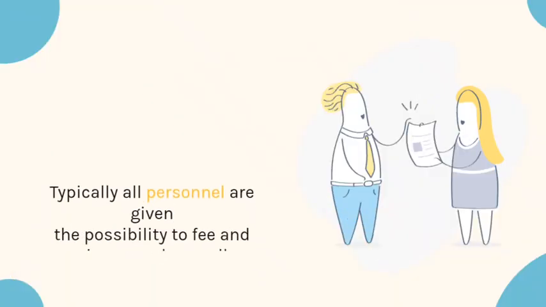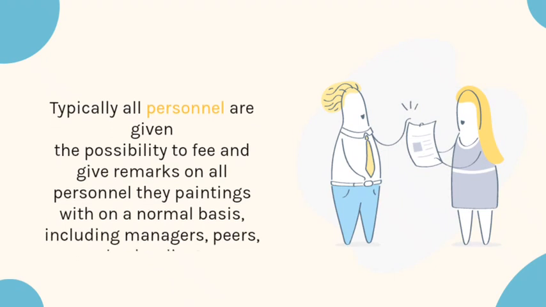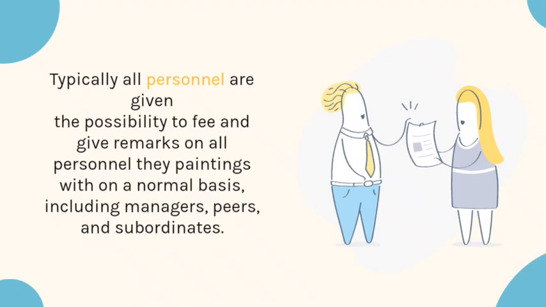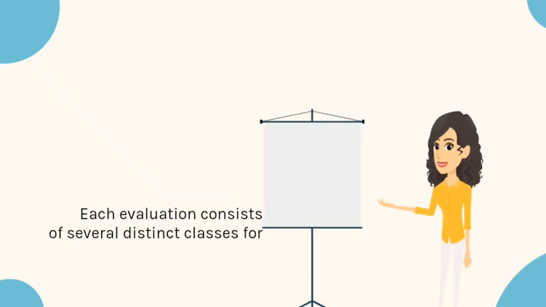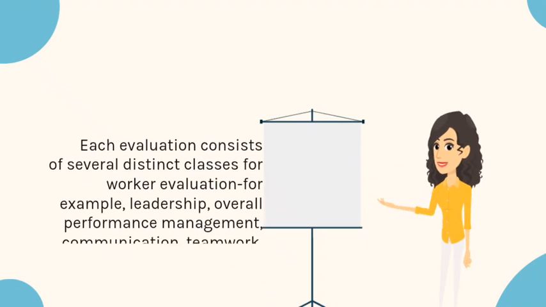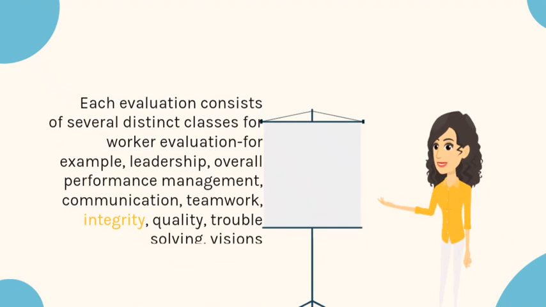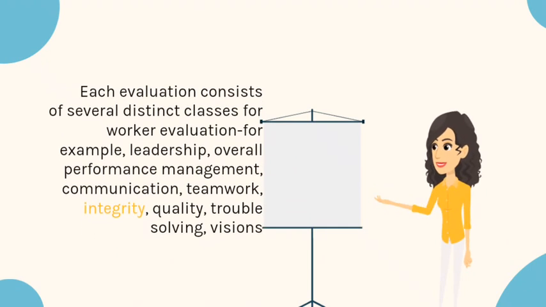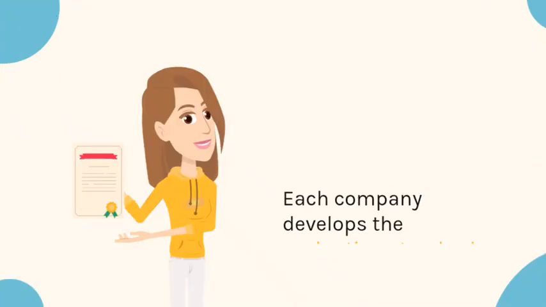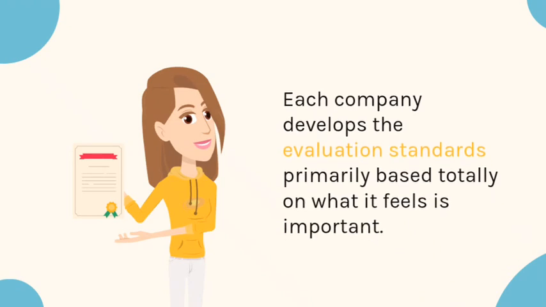Typically all personnel are given the opportunity to rate and give remarks on all personnel they work with on a regular basis, including managers, peers, and subordinates. Each evaluation consists of several distinct categories for employee evaluation, for example, leadership, performance management, communication, teamwork, integrity, quality, problem solving, vision. Each company develops the evaluation criteria based on what it feels is important.